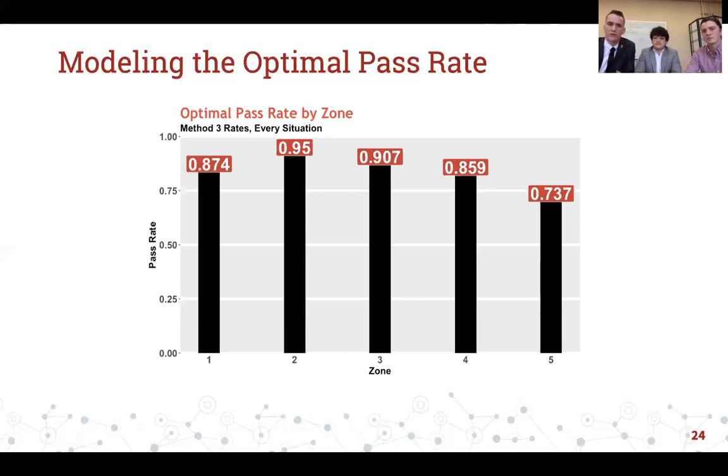So these are the optimal pass rates by zone that our simulation would prescribe for the average NFL team. We see that the pass rate is incredibly high in zone 2, which is once again out of deep in your own territory, but before field goal range. And as you get closer to your own end zone or closer to a touchdown, that pass rate can go down, but it's still substantially above what NFL teams are actually running in a season.